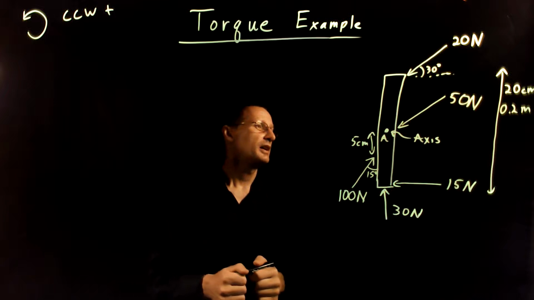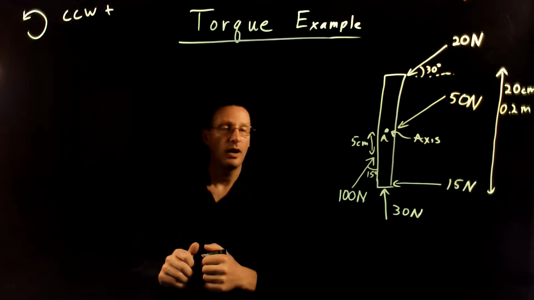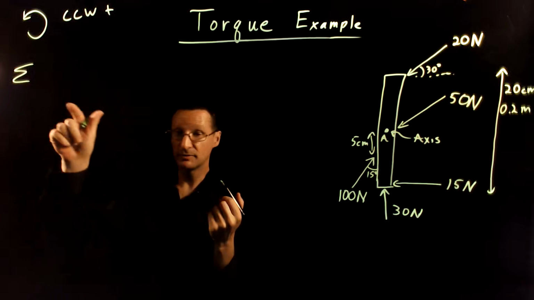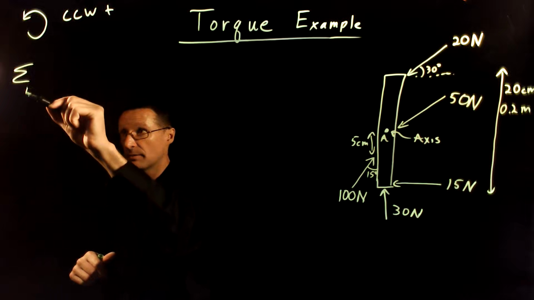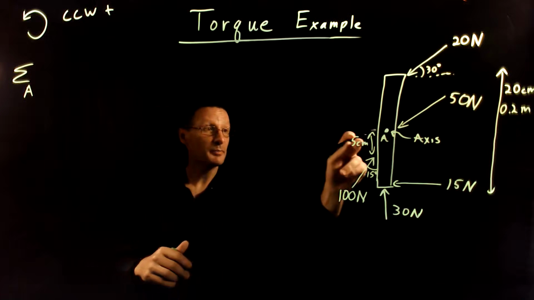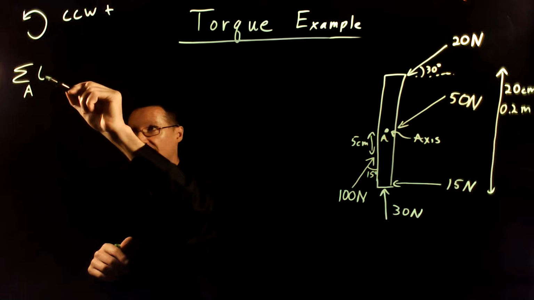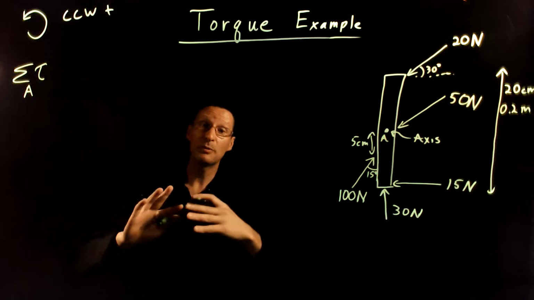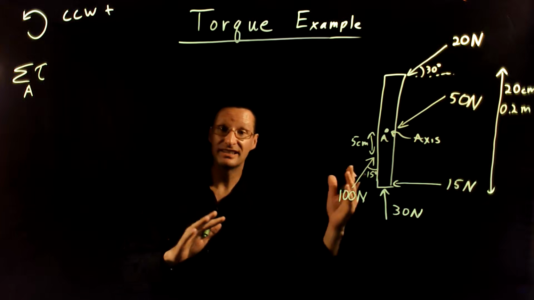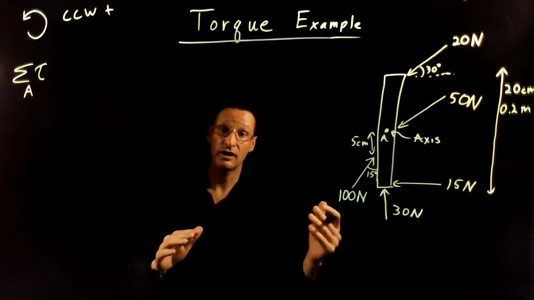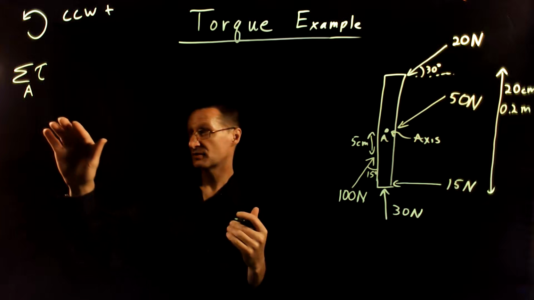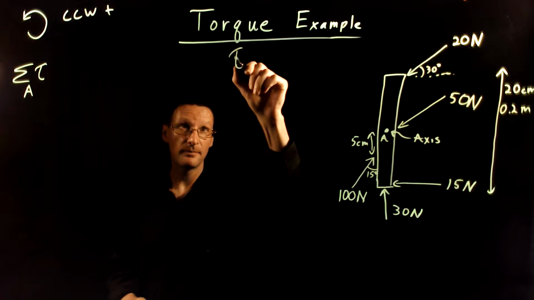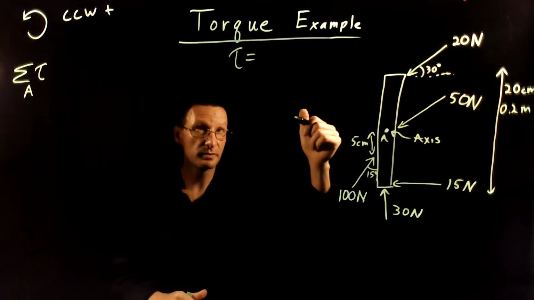All right, so let's go ahead and get started. We want to add up all the torques, so I'm going to sum all of the torques. I'm using this letter sigma to denote the sum, and I'm doing it about the axis A. The reason I have to label which axis I'm using to sum the torques is because I will get a different answer if I use a different axis, because remember R is in the equation for torque, and that R goes from the axis of rotation to the place where the force acts.